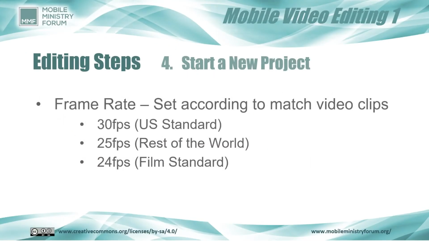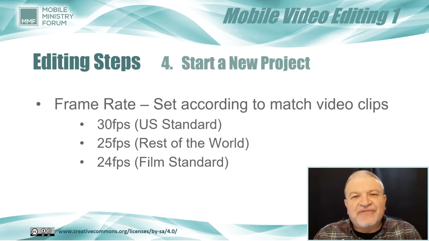Next, we need to set the desired frame rate. What is frame rate? Video is a series of still images or frames that play back at a set rate. Frame rate is the number of frames or images shown per second. In the US, the standard rate is 30 frames per second. In many other countries around the world, the standard is 25 frames per second. Film is always 24.